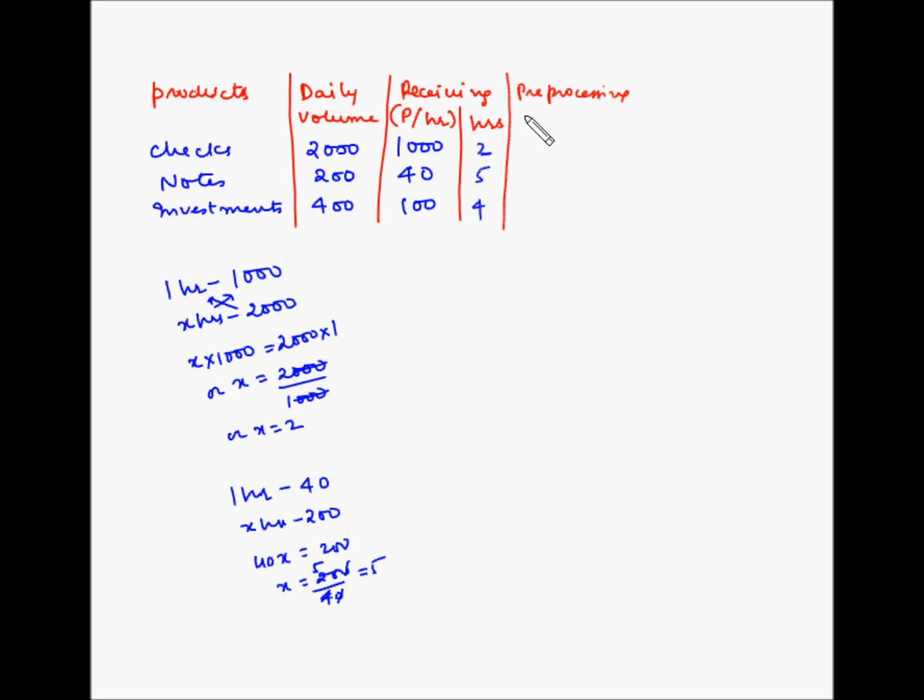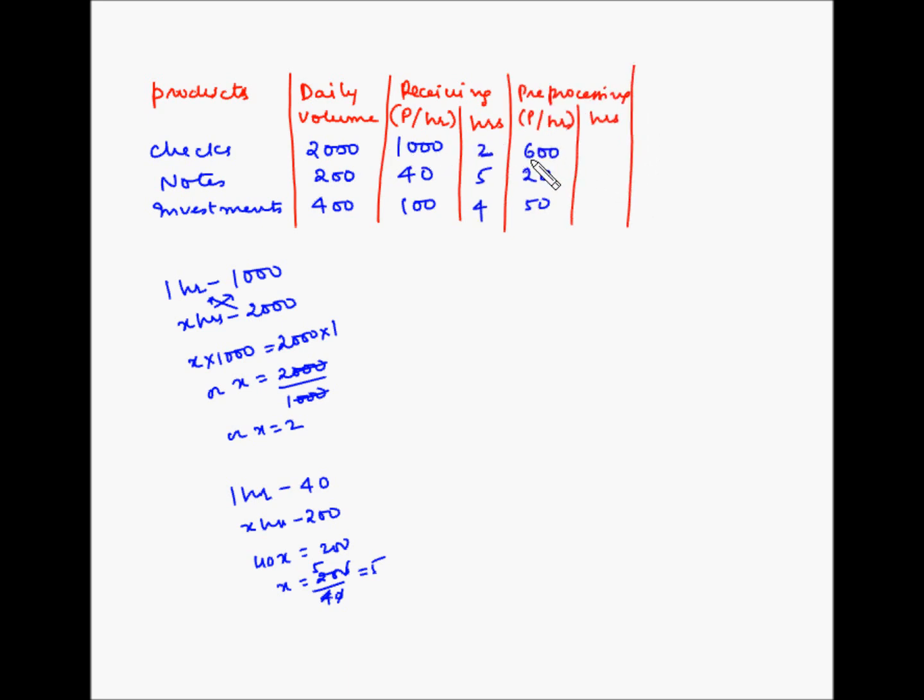First, we have to identify the processing rate, that is how much we can process in each man hour. So let's say the bank has determined that they can pre-process 600 checks in an hour, 20 notes, and 50 investments. So based on this information, we can now find out the total number of hours required for pre-processing.